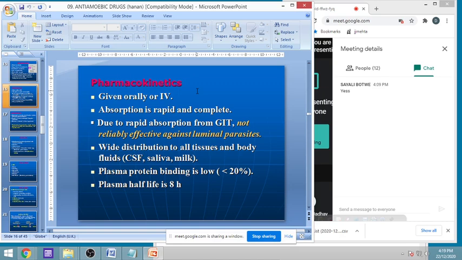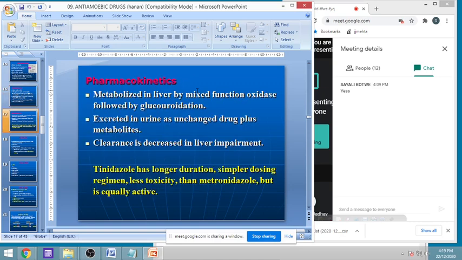Absorption is rapid and complete from the GIT. That is not reliable for effectiveness against luminal parasites, because a luminal drug should remain in the lumen, but if it is rapidly absorbed, it will not remain in the lumen. Wide distribution is there in all tissues and body fluids, including CSF, saliva, milk, etc. Plasma protein binding is low, less than 20%. Plasma half-life is quite high, about 8 hours. It is metabolized in the liver by various oxidases, and then glucuronidation, that is a phase 2 reaction. It is excreted in urine as unchanged drug plus metabolites. Clearance is decreased in liver impairment.